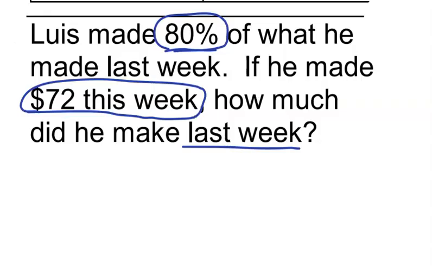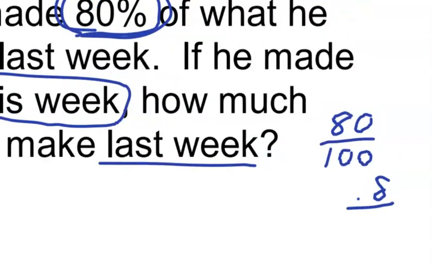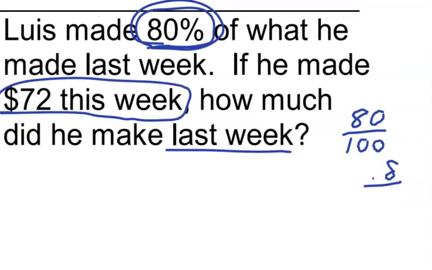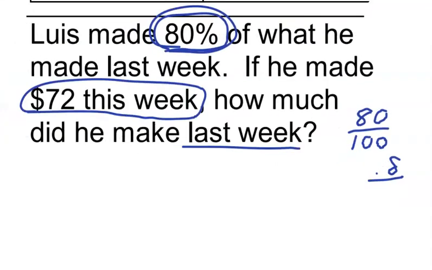All right, so 80%, we talked about this as 80 over 100. And then 80 over 100 as a decimal is actually 0.8. The reason why it's 0.8 is you're just going to basically divide and move the decimal over 2 places, and that gives you your 0.8. So that's what it is. And what we're going to do is divide 0.8 into 72.